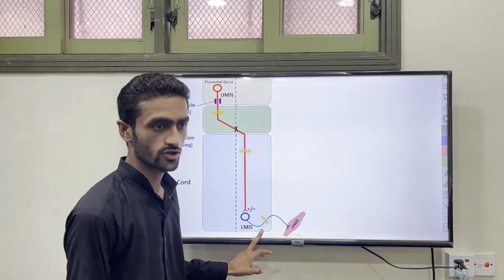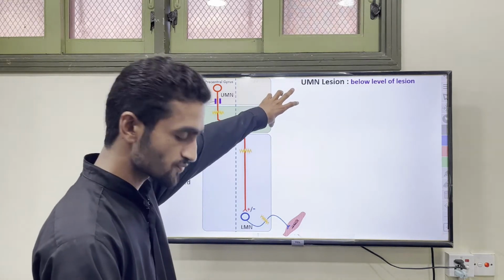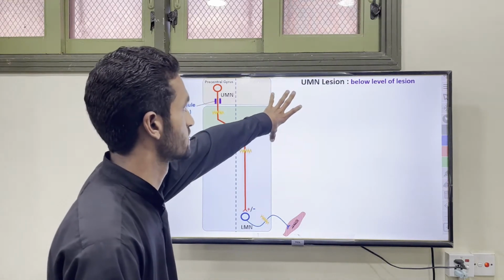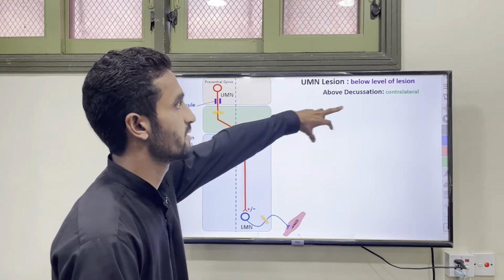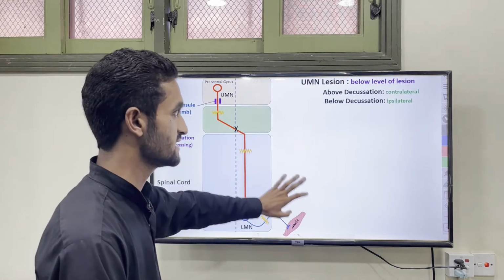These are the upper motor neuron lesions, and this is the lower motor neuron lesion. Below the level of the lesion, I will explain it later. Above the decussation, contralateral. Below the decussation, ipsilateral. Easier?